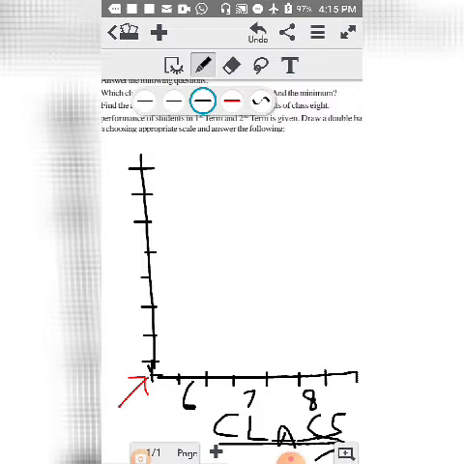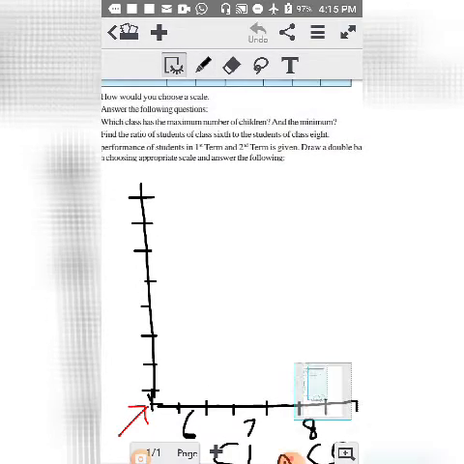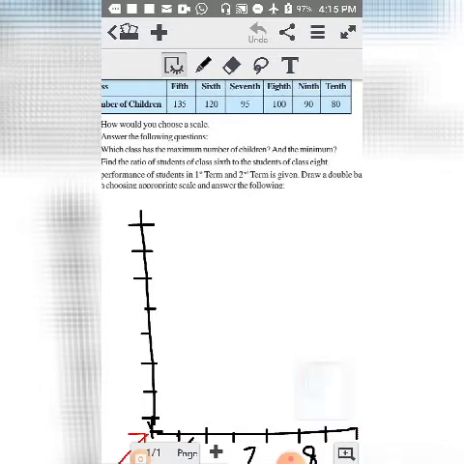Okay, now since it is 0, we can take numbers as 10, 20, 30, 40, 50, 60. It should be equal gaps. I can take 20, 40, 60, 80. This way also I can take, and in between we will write the numbers.